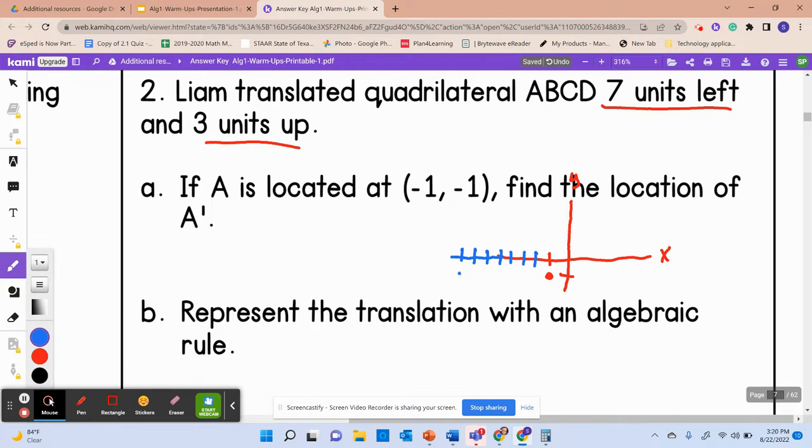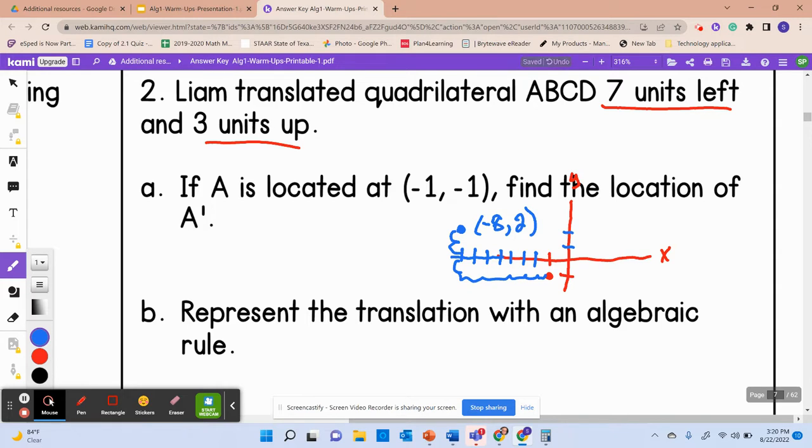But I'm not done, so I have to go 3 units up, which is up 1, 2, 3 units. So that would get me this location right here, because then this went over 7 and up 3. This would get me to -8, comma 2. That is the new location, is -8, comma 2.